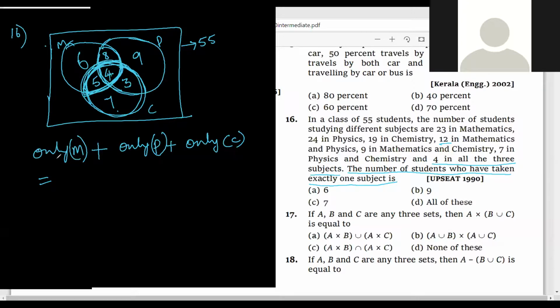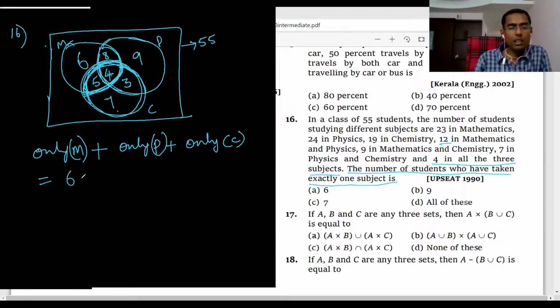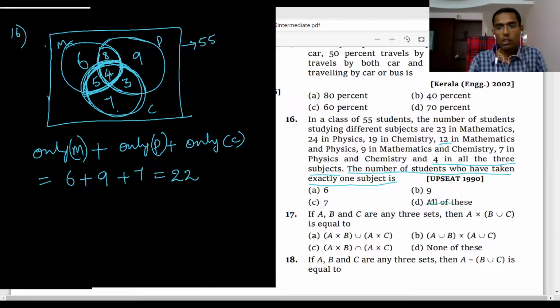Yes. So the number of students who have taken only maths is 6. Number of students who have taken only physics is 9. Number of students who have taken only chemistry is 7. You understand? That means the number of students who have taken exactly one subject is how much? 22. That answer is not there.